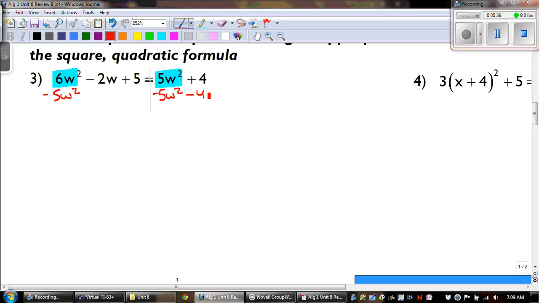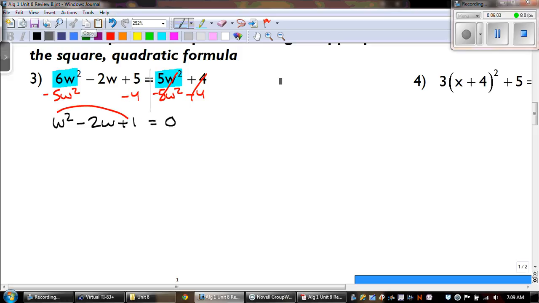And I have to move the 4 as well. Everything on the right cancels, and we're left with w squared minus 2w plus 1 equals 0. Now the first thing I always want to think about is factoring, okay? Can I factor first? There's no GCF, so I would want to multiply those two numbers.